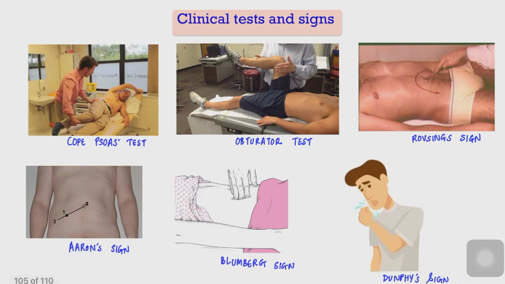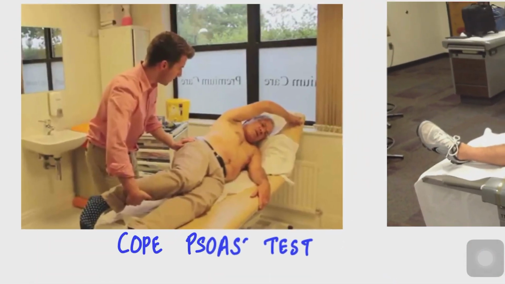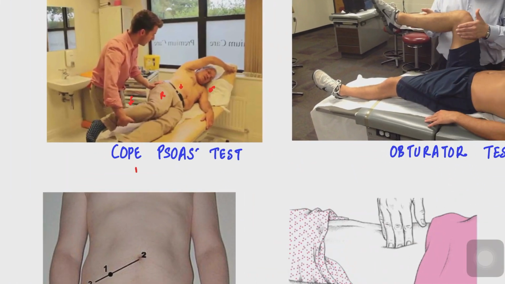Now we will see clinical tests and signs in acute appendicitis one by one. The first test which we are seeing is the Psoas test. Basically what we are doing here is the patient is in the left lateral position. The physician is passively hyperextending the right thigh. On passive extension of the right thigh, if there is pain in the abdomen, then this is a positive psoas test, and this is more specific for retrocecal appendicitis.